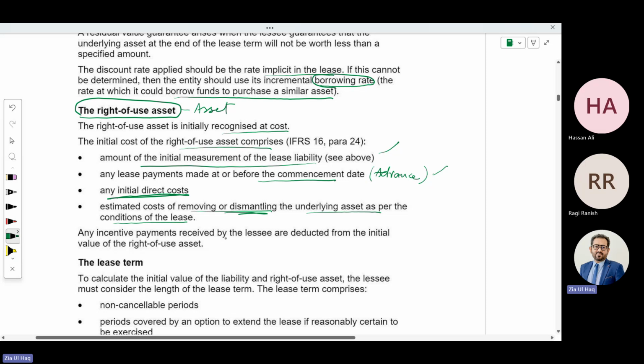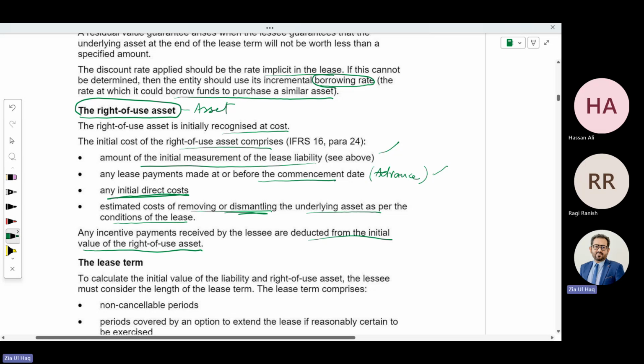Any incentive payment received by a lessee is deducted from the initial value of the right of use asset. And if there is any incentive that you have received from some party, from the government, that will be deducted from the asset value.